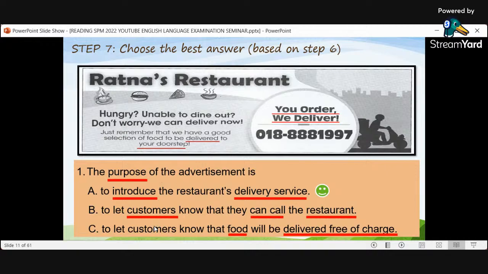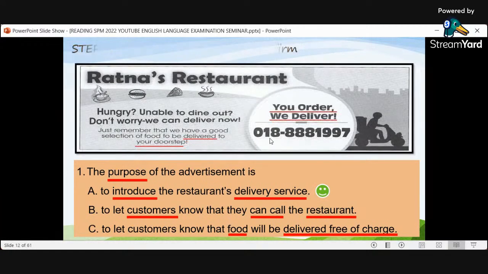So actually, C is a distractor, meaning it wants to distract you from choosing the correct answer by having the extra words free of charge. If you do not look carefully, because there's no price mentioned here, you might have chosen C. So the answer is A. All right, let's continue. I read again and confirm, which I've done. I've shown you why I choose A and not C, because there's no price mentioned.